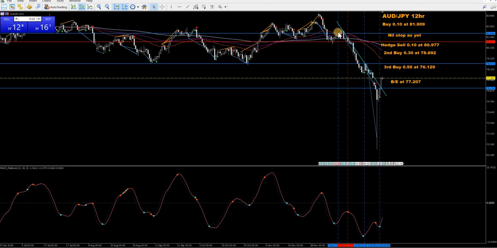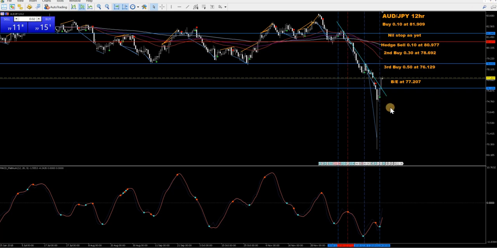I'm in a buy here. Then I took a hedge sell. You can see my notes here. Took a second buy here for 0.3. Took a third buy in here. Had that flash crash, as we all know. So there's my overall break even, that yellow dotted line, which is pretty close to where price is at the moment. So hopefully I'd like to see it just pop up through there a bit, and I'll close all these trades out and take a small profit.